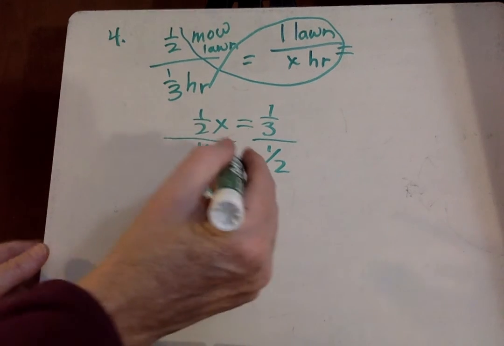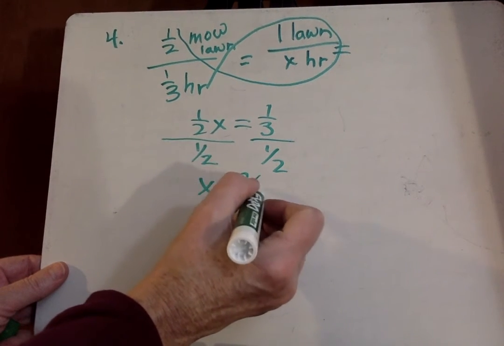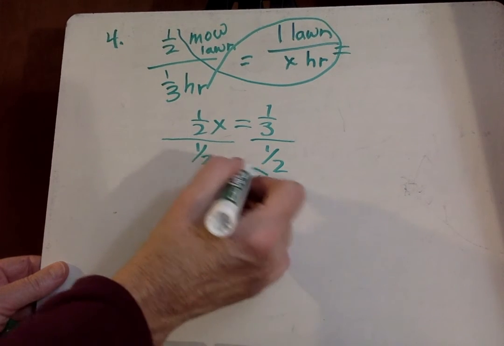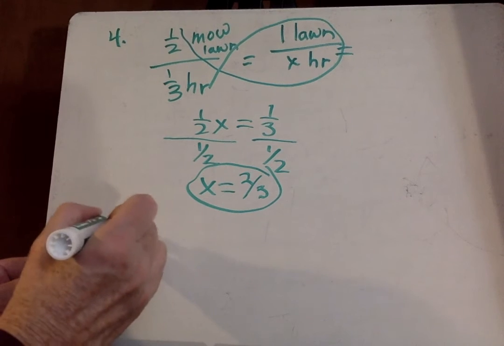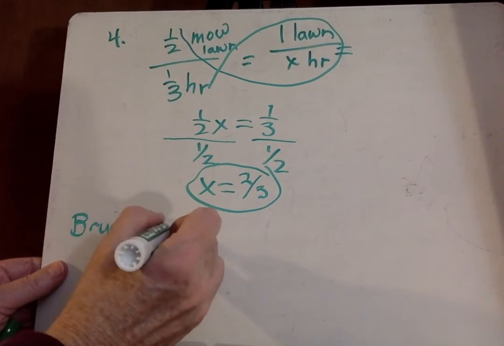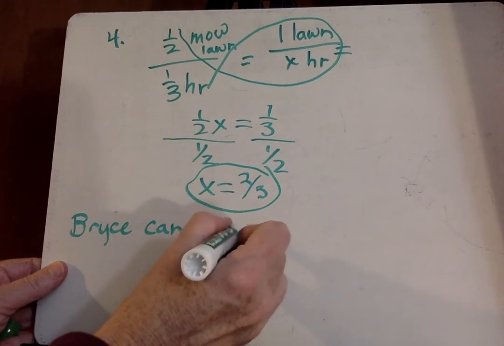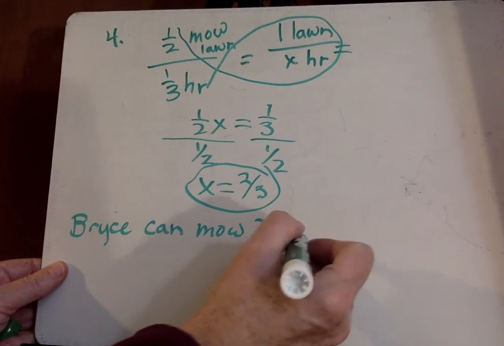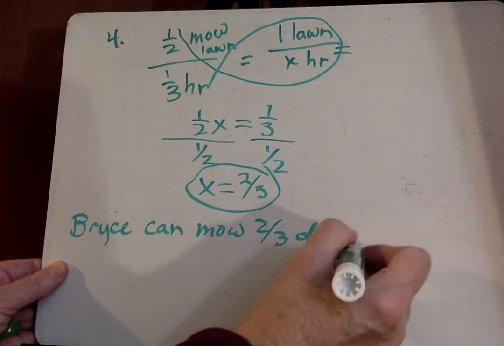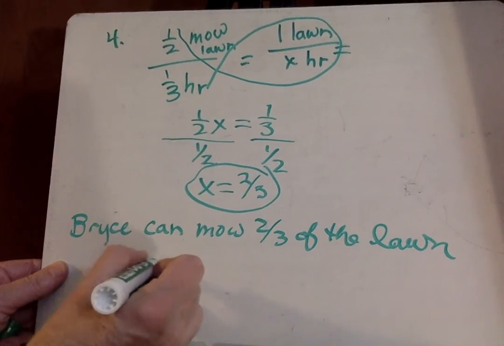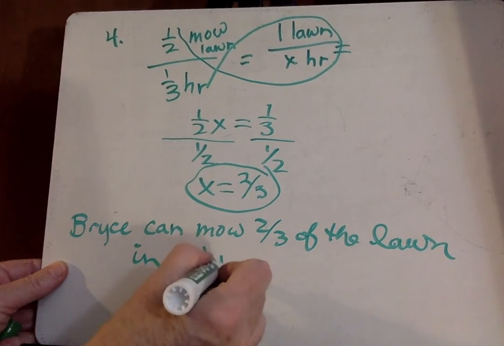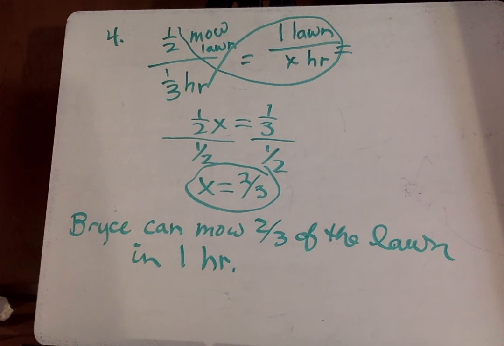So Bryce can mow 2/3 of the lawn in 1 hour. And that's what we write: Bryce can mow 2/3 of the lawn in 1 hour. And there you have it. Okay, students, you can get the rest of this. You rock.